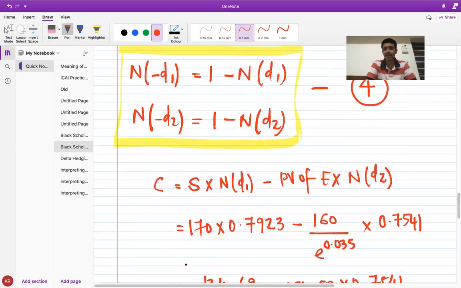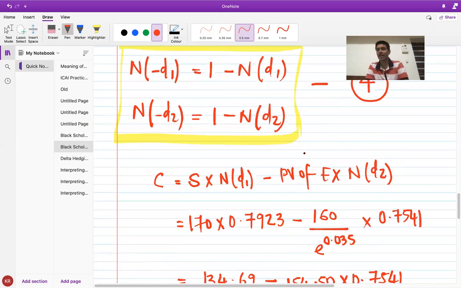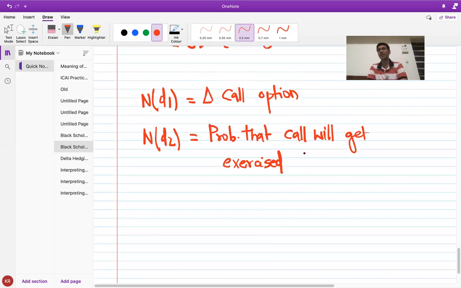If I scroll up, ND2 over here in our answer was 0.7541. It means that there is a 75% chance that the call option we are talking about will get exercised on maturity, and there is a 25% chance that the call option will actually lapse. Lapse meaning the share price is going to be less than the strike price. The other way to put it is there's a 75% chance that the share price will remain above 160, and a 25% chance that the share price will remain below 160, at t equal to 6, obviously. That is the meaning of ND2. ND2 refers to the probability that a call will get exercised.